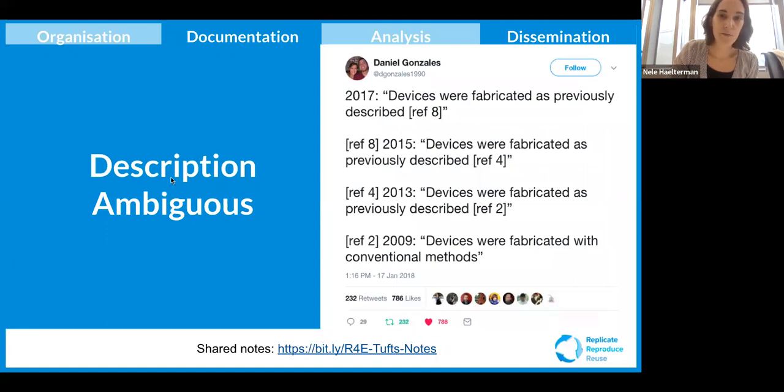You try that different way. You find a different paper that describes the same protocol or the same method that you want to try. And they again refer you to another paper. And when you finally find that original paper, the description is ambiguous and they just tell you that they did it according to conventional methods, which really does not tell you much.